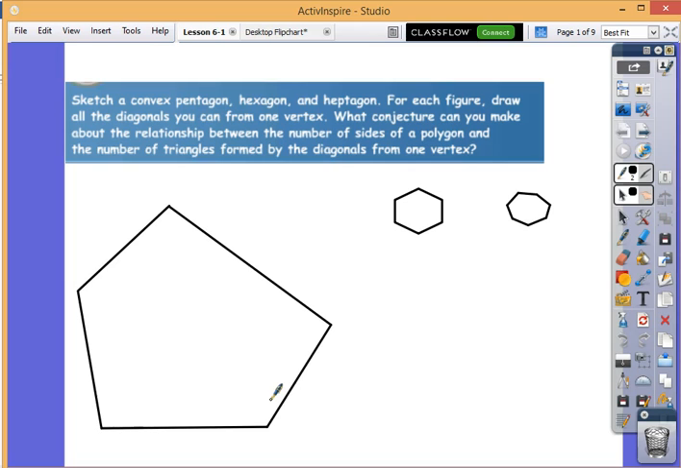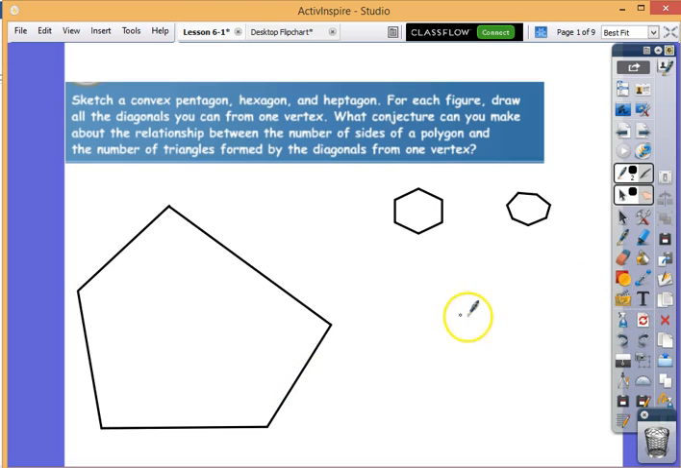Dodecagon, 12 sides. Dodecagon, D-O-decagon. What about 11? I skipped that one. So anything else, I'm going to refer to it as however many sides it has dash gon. Those are called n-gons if you want the variable representation. So an n-gon can be any polygon. An 11-gon would be an 11-sided figure. A 17-gon would be a 17-sided figure.